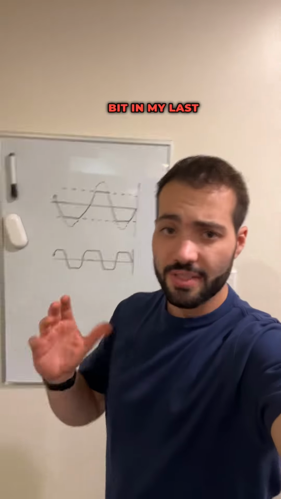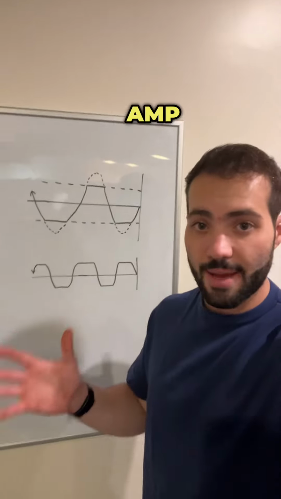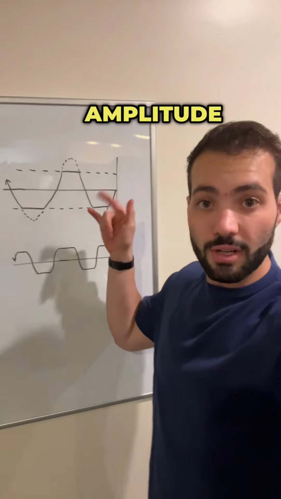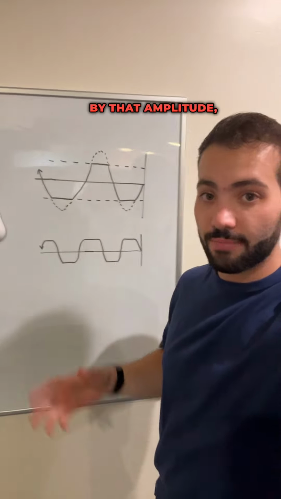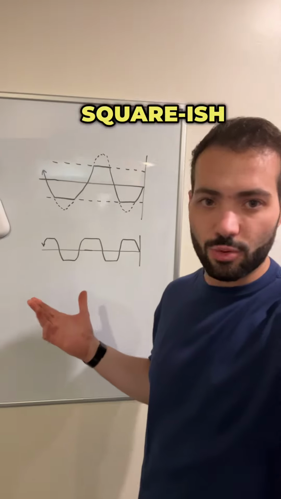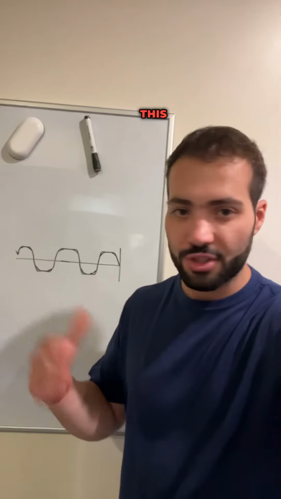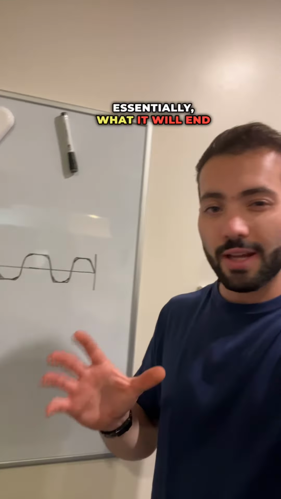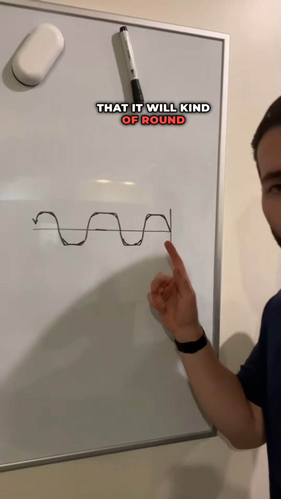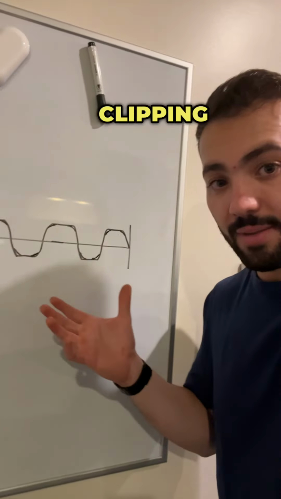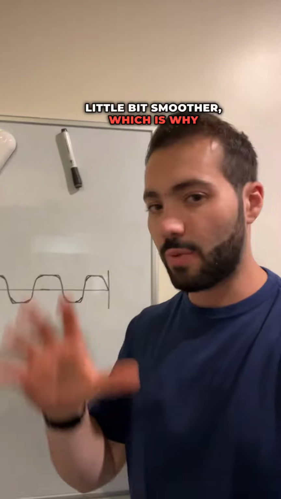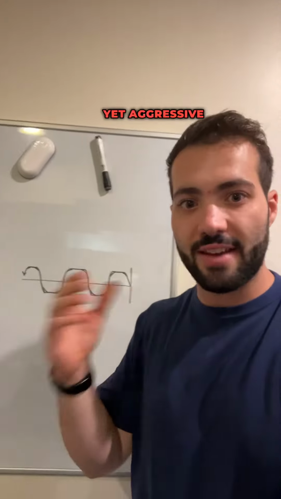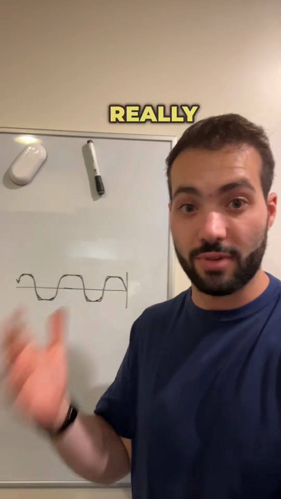So I talked a little bit in my last video about distortion, and the way that a solid state amp does that is that it will take an amplitude and just clip it at that amplitude, which leaves you with almost a square-ish wave that will create distortion. But tube amps aren't so sharp with it though. Because you're just moving electrons throughout this 3D space essentially, what it will end up doing to the end of the signal is that it will kind of round out the clipping a little bit. So it'll sound a little bit smoother, which is why tube amps are often described to have a really smooth yet aggressive distortion at the same time, which is really nice.